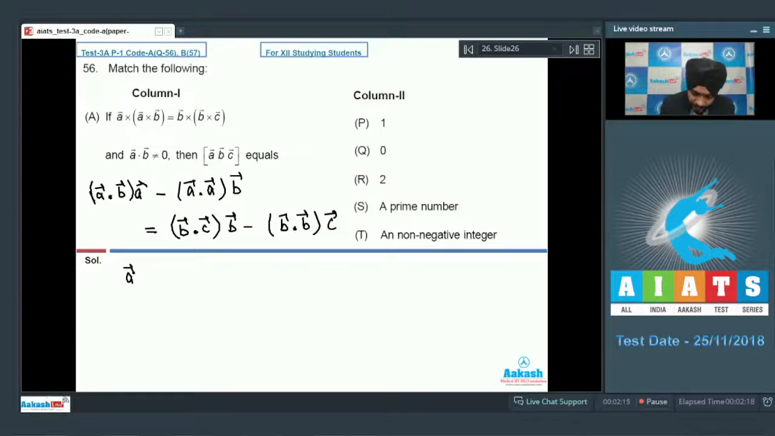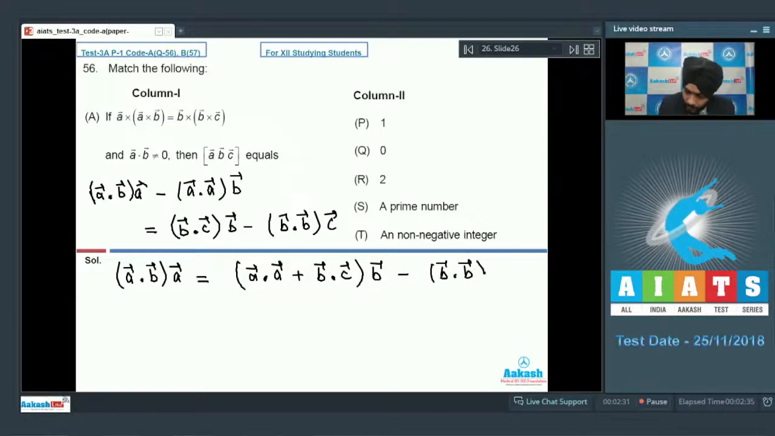So I can rewrite this as A dot B, A vector, is equal to A dot A plus B dot C, B vector, minus B dot B, C vector. Now for this equation, let us take dot product with B cross C. So A dot B, A vector, dot with B cross C. On the right hand side, I have lambda B vector minus mu C vector. Lambda B vector dot B cross C will be 0. Mu C vector dot B cross C will be 0.